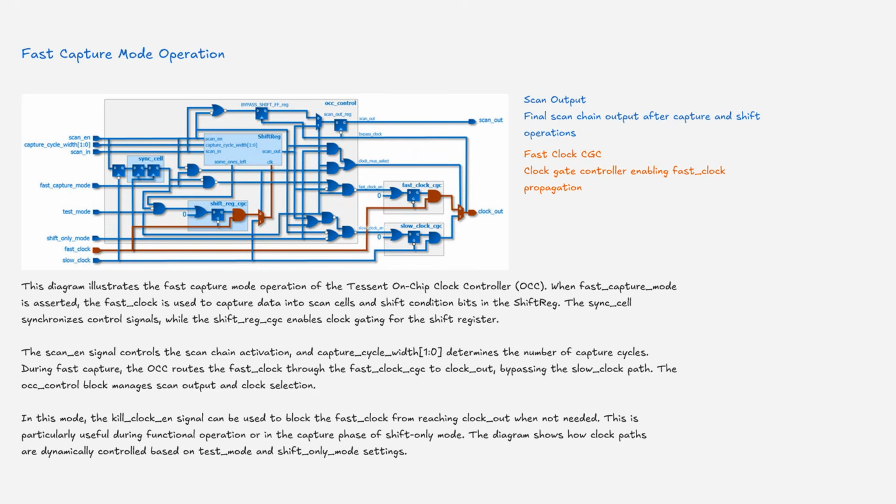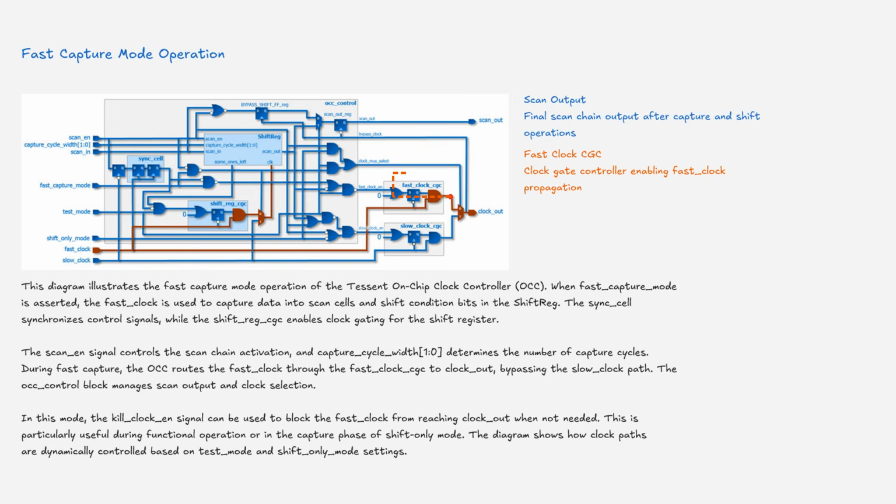This diagram illustrates the fast capture mode operation of the Tessent On-Chip Clock Controller, OCC. When fast capture mode is asserted, the fast clock is used to capture data into scan cells and shift condition bits in the shift reg. The sync cell synchronizes control signals, while the shift reg CGC enables clock gating for the shift register.